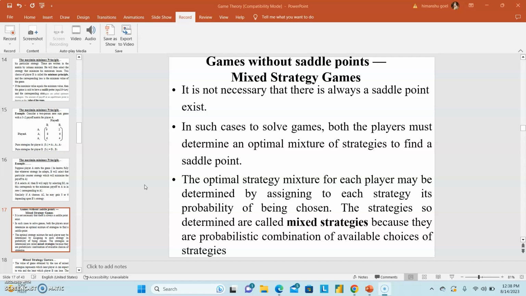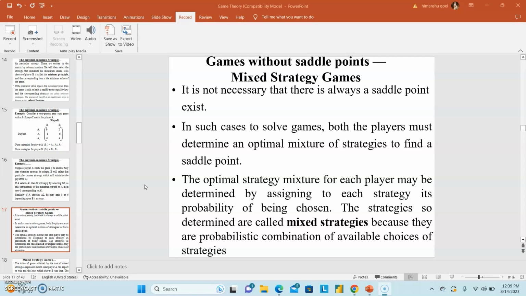We have already discussed the pure strategy. We'll now be discussing mixed strategy games. Mixed strategy games are primarily those games where we don't have a saddle point. The saddle point we have already discussed in the previous lecture, so you can go to that lecture and have a look at what a saddle point is and how we calculate the saddle point.